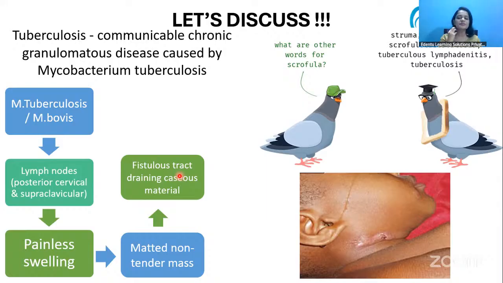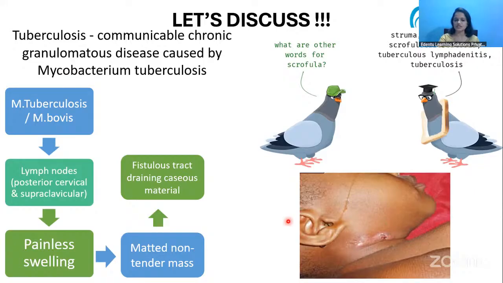When it causes painless swelling of the lymph nodes, it can create a matted, non-tender mass like this. It will not be painful, but if you palpate the lymph nodes, they will be very clumped in nature, and you can palpate and see whether it is matted or not. It will be very evident. Such a matted non-tender mass will be there, and over time a fistulous tract draining caseous material can be seen oozing out from those lymph nodes.